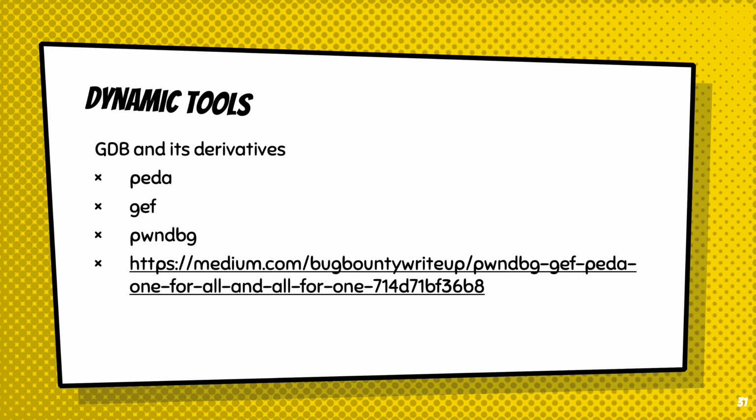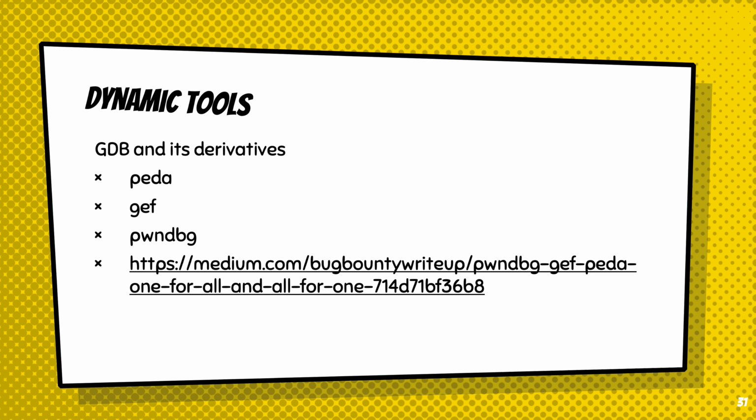Dynamic tools are those with which you can run a binary. I usually use GDB plus fancier plugins. There are a bunch of plugins. Here I also just call them derivatives because they are based on the original version of GDB. You can use PEDA, which is, although outdated, still very useful. You can also use GEF or pwndbg, which are still actively maintained. And you may want to choose one of these three.